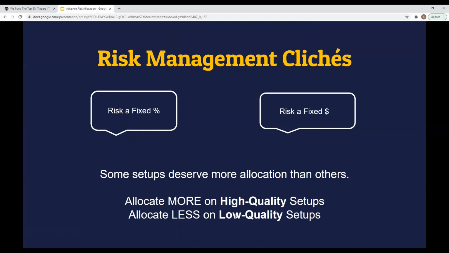And once we know the statistics of our strategy and the different possible scenarios, now we divide them into high quality and low quality ones. We want to risk more on the high quality setups, the scenarios, and we want to risk less on the low quality scenarios. Okay, if that makes sense. Let's move a little bit deeper.